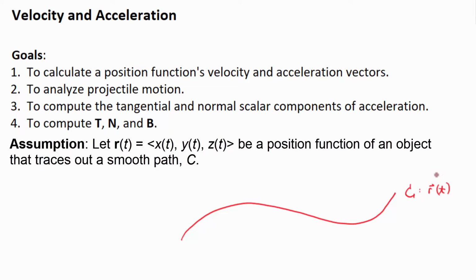Now, r of t, the parametric equations that make up the components of r of t, not unique, right? There are other parameterizations that could represent C. Always keep that in mind. So let's suppose that that's a curve C given by r of t. That's one parameterization for it. Then what do we mean by a position function?